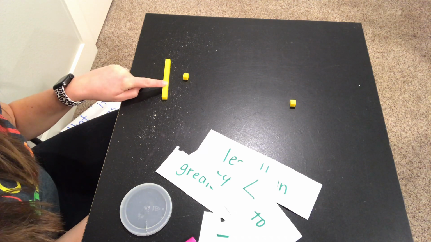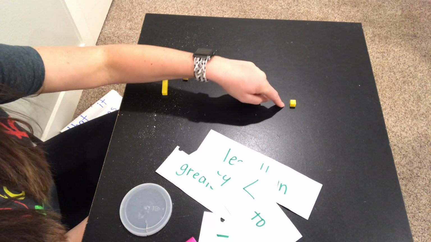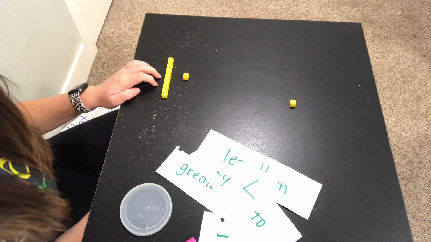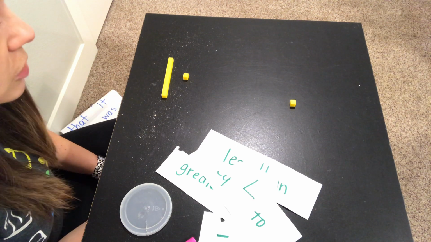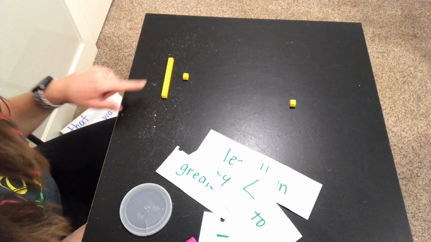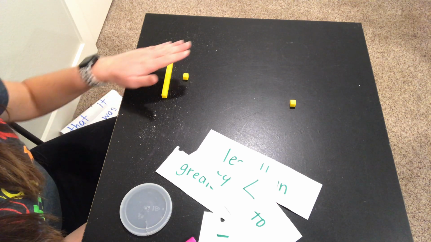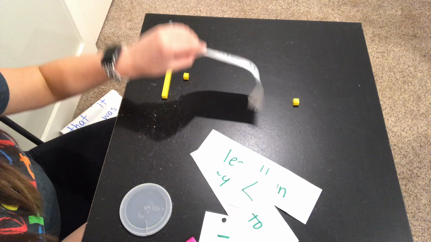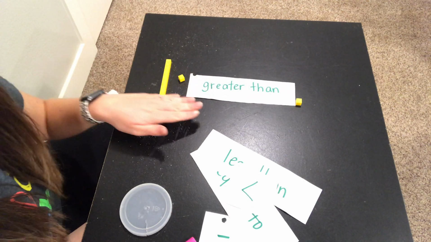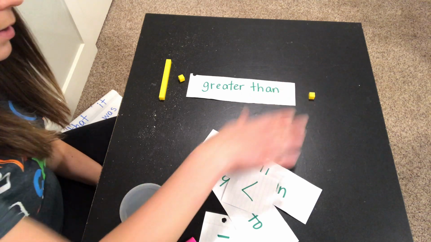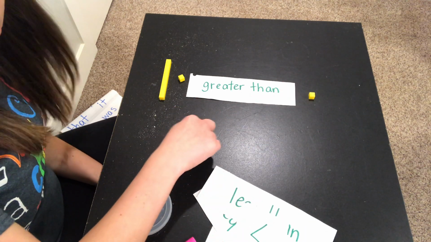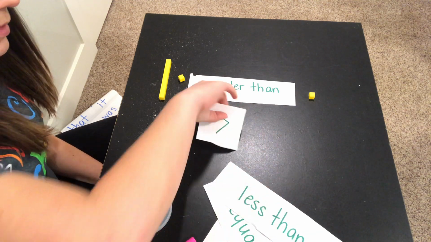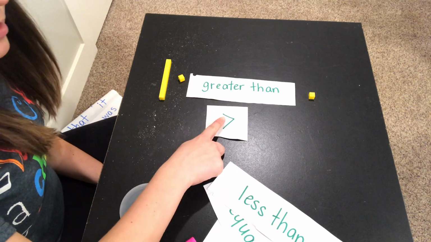Well, 11 has one 10 and 1 has zero 10s. Since 11 has a 10, it is automatically the greatest number, okay? It's a two-digit number. 1 is just a one-digit number. So 11 is the greatest, so can we say 11 is greater than 1? Yes, so we need the words greater than. 11 is greater than 1. To make our symbol, 11 would get our two dots and 1 would get the one dot, and connect the dots. We would need the symbol that looks like this. 11 is greater than 1.